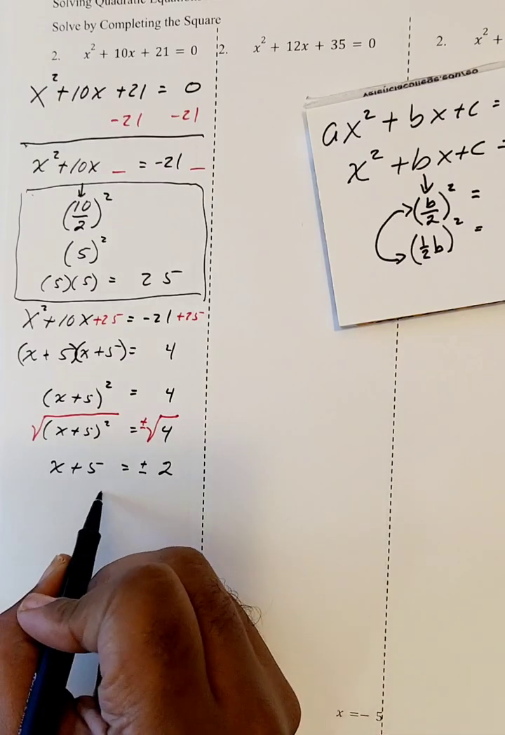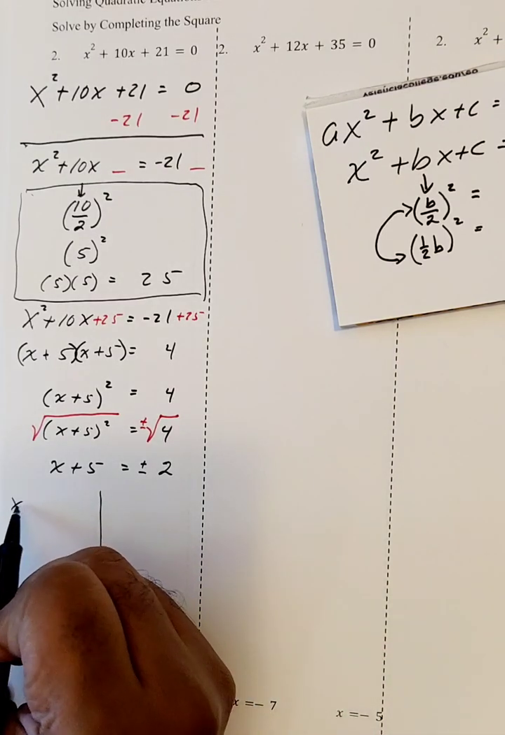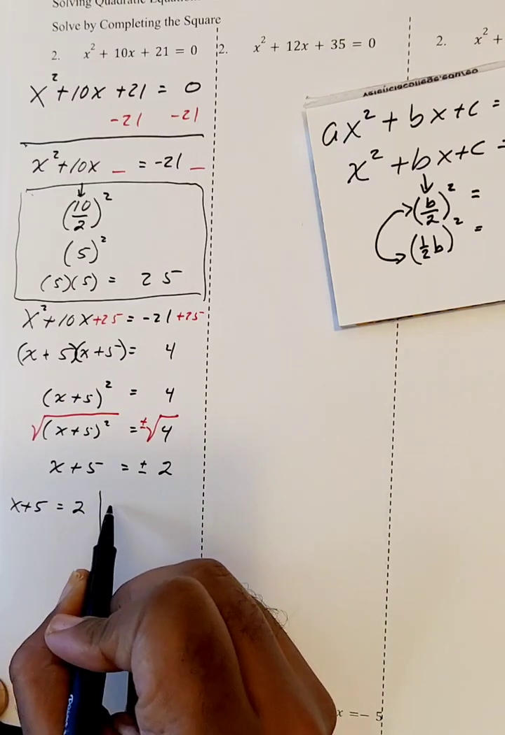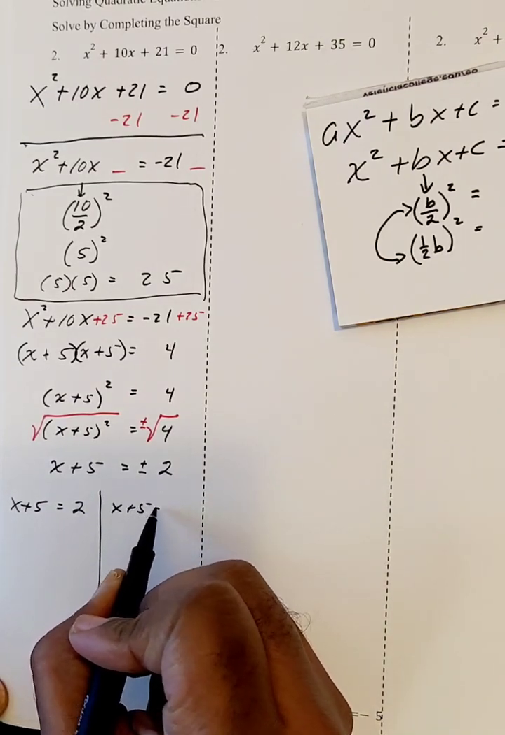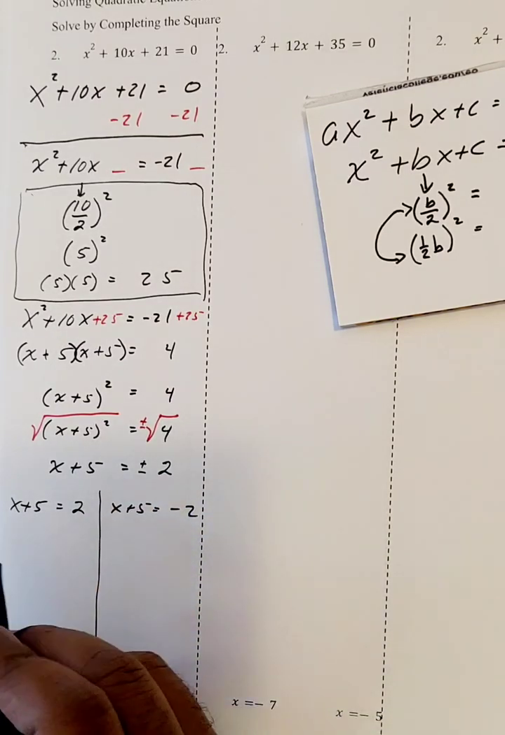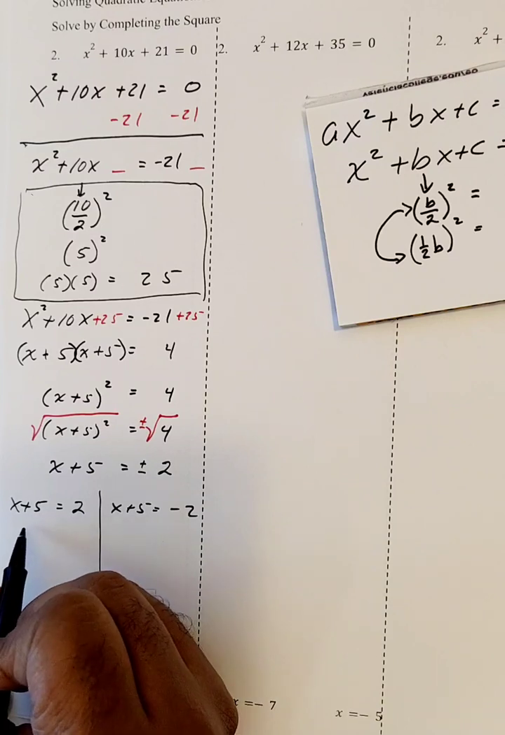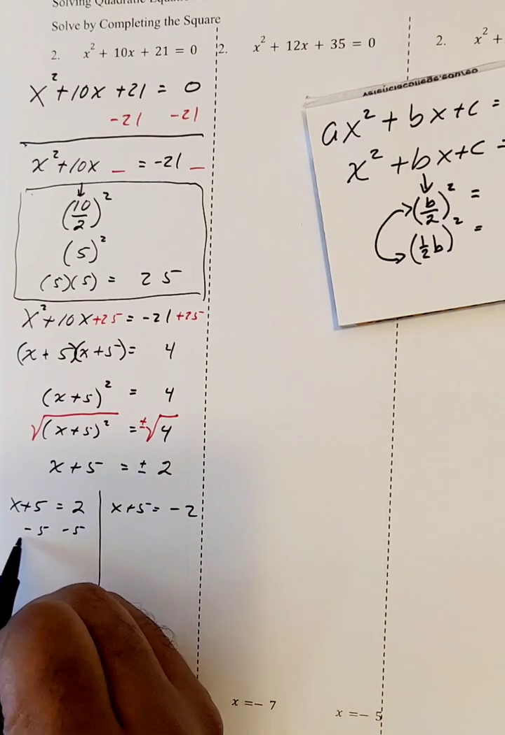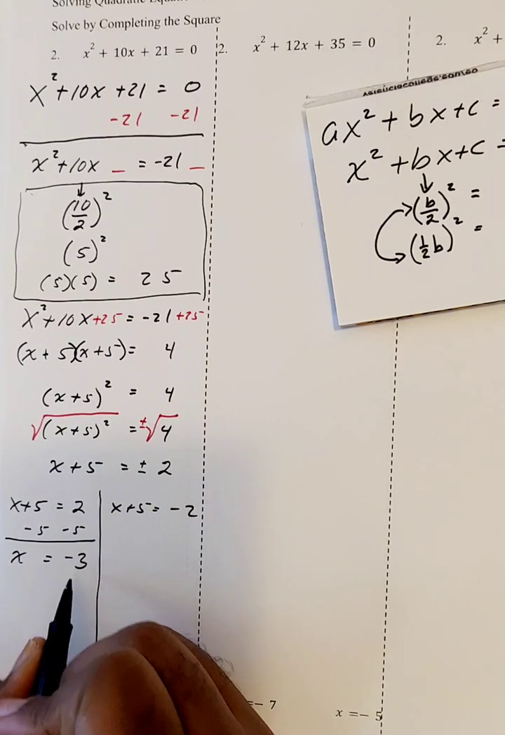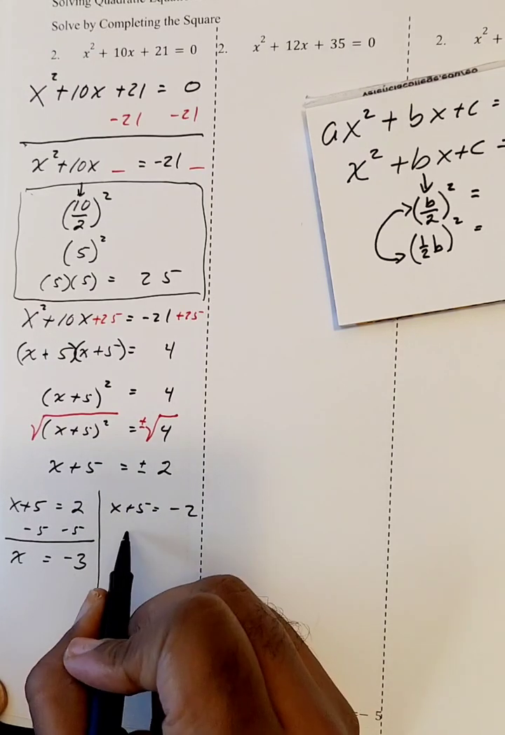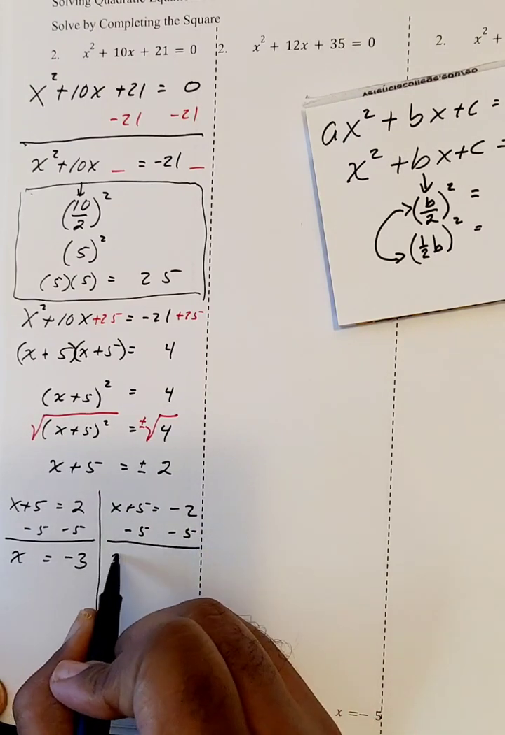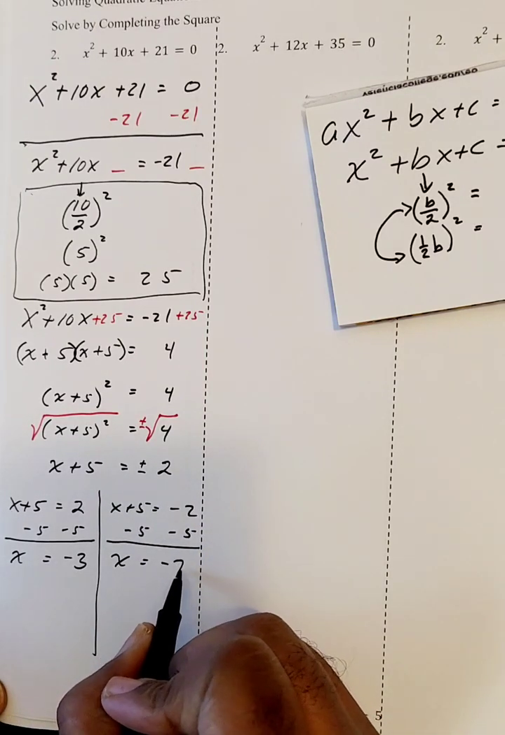Now, this will break into two equations. We'll have x plus 5 equals positive 2, and x plus 5 will equal negative 2. Okay, that splits into two equations. All right, to solve for x here, I subtract 5 from both sides, and I'll get x equals negative 3. Here, I'll subtract 5 from both sides, and now I'll get x equals negative 7.